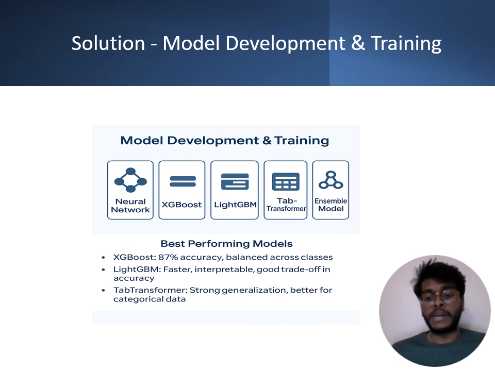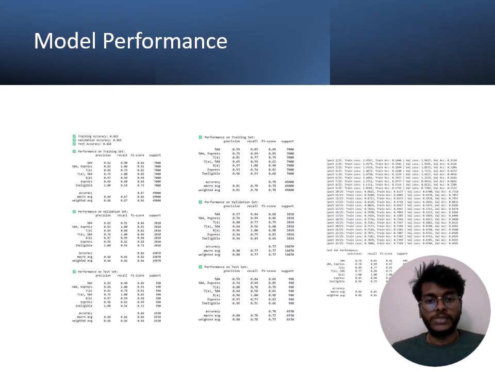Same goes with the TabTransformer as well. So I've included model performance as well. The first one is XGBoost, the second one is LightGBM, and the third one is TabTransformer. As we can see, all the models are overfitting for the 8A category, as while generating data for 8A, we only had 3 or 4 parameters for consideration. So this is the reason why it is overfitting for 8A.